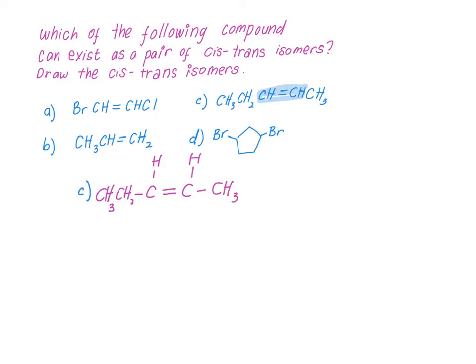So we're going to check. This first carbon is bonded to H and bonded to CH2 CH3. This will be considered as one group, and this will be considered as one group or one atom. So carbon number 1 is bonded to different groups of atoms, so carbon number 1 is approved. Carbon number 2 is also approved. So structure C can form cis trans isomers. And now I'm going to draw its cis trans isomers.